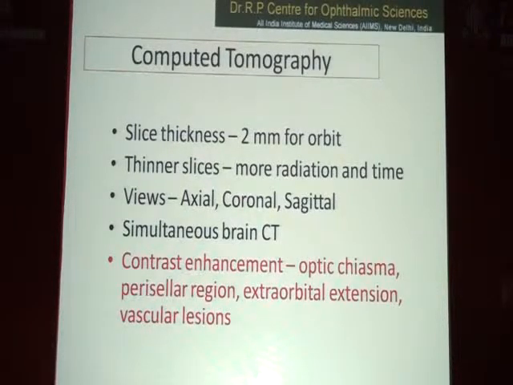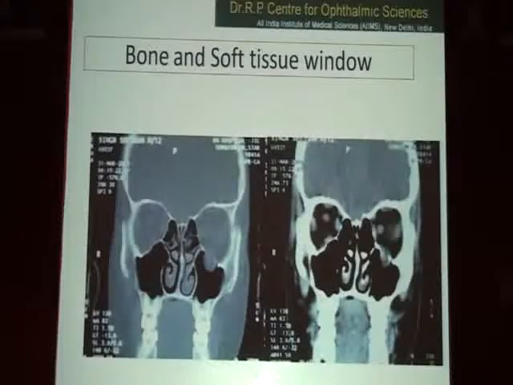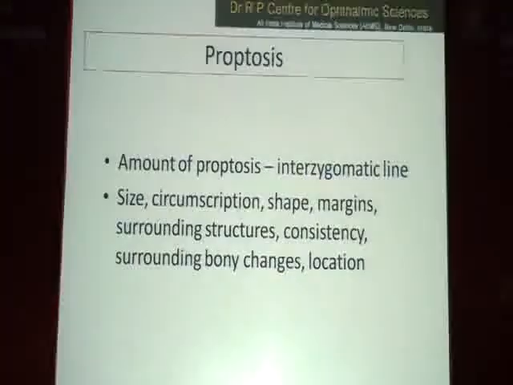The standard views that we see on CT are the axial view, the coronal view, and the sagittal view. Simultaneous brain CT can also be done, and CT with contrast is typically indicated where we want to visualize structures such as optic chiasma, the parasellar region, extraorbital extension, and vascular lesions. So this is on CT. Typically you can see on the left is the bone window and on the right is the soft tissue window.